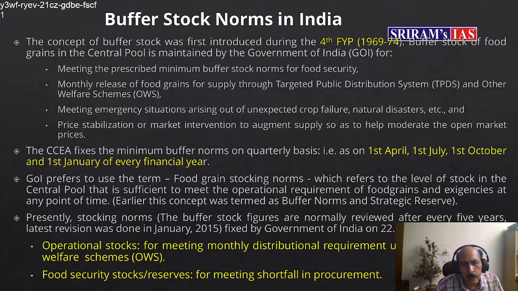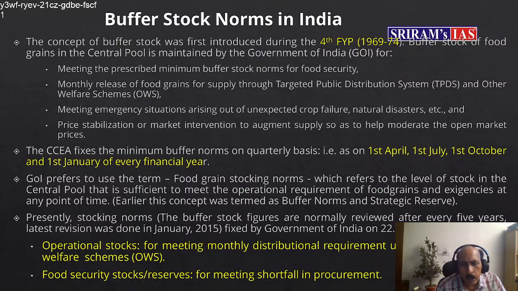And therefore the government, that is the Cabinet Committee on Economic Affairs, fixes the minimum buffer norms based on the available trends. They fix the minimum buffer norms on a quarterly basis, that is on 1st April, 1st July, 1st October, and 1st January. These are the 4 dates on which the central government announces the buffer to be maintained by the FCI. On these 4 dates, they indicate the minimum buffer to be maintained by the FCI.